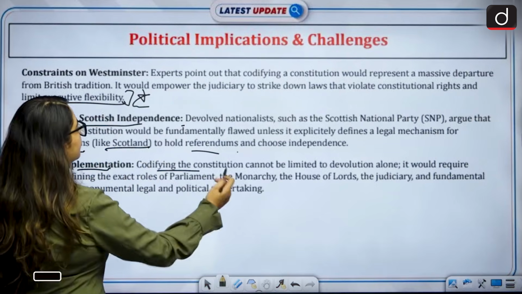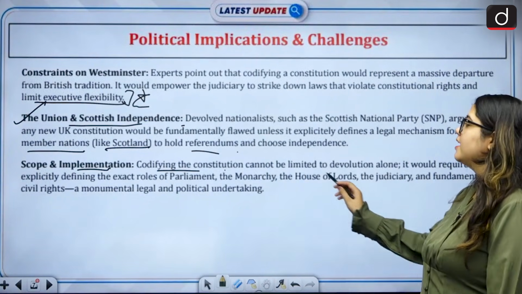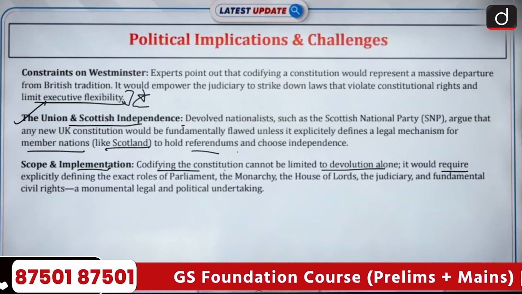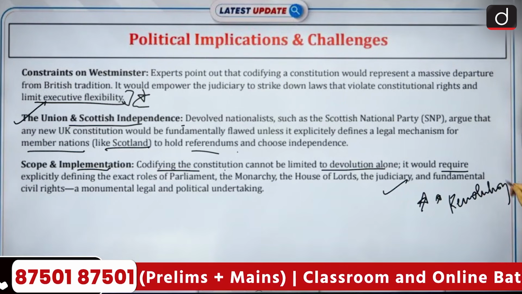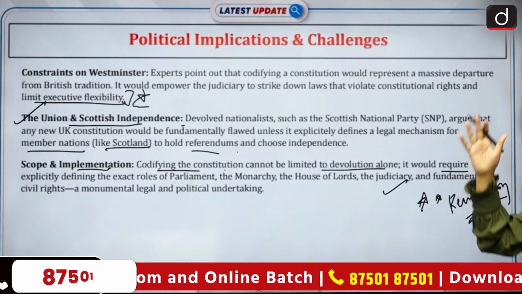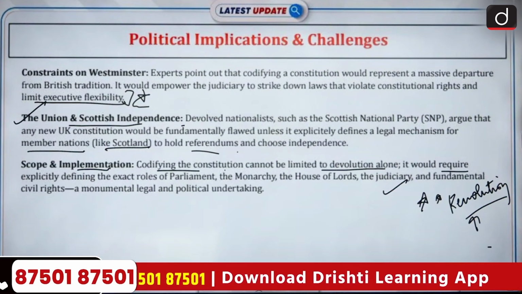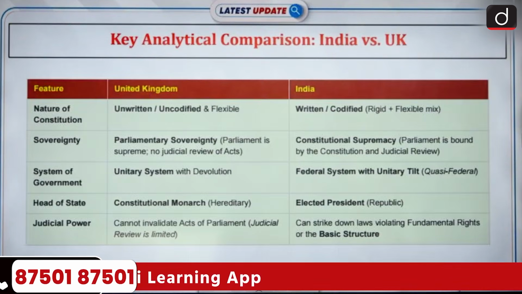Scope and implementation. Codifying the constitution cannot be limited to devolution, right? We cannot limit it to that, because it would require explicitly defining the exact roles of Parliament, monarchy, House of Lords, judiciary, and fundamental rights. A monumental legal and political undertaking. This is nothing short of a revolution for Britain. They would undergo an entire structural change for the nation. Huge thing to do. That will have large-scale political implications and obviously multiple challenges, right?